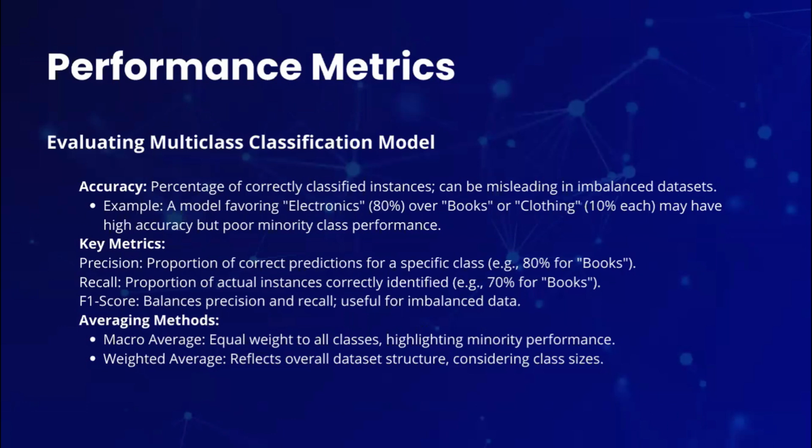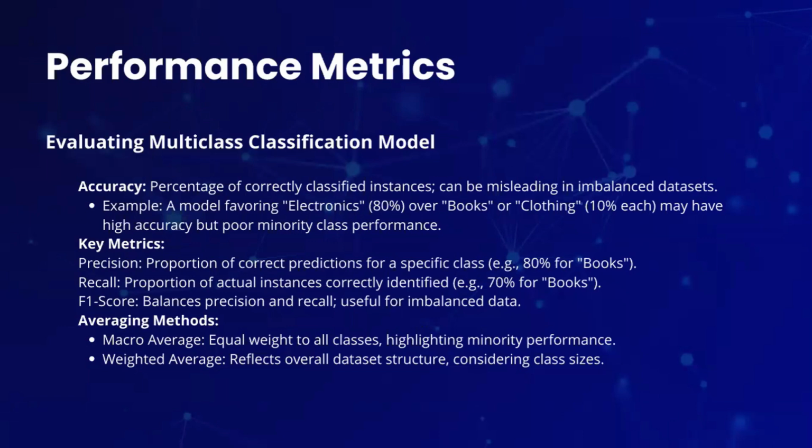Precision tells us how many predictions for a specific class are correct. For instance, if the model predicts 100 instances as books and 18 are correct, the precision is 18%. Recall measures how well the model identifies a true instance of a class. If 100 books exist in reality and the model correctly identifies 17, the recall is 17%. The F1 score balances precision and recall into a single value, particularly useful when dealing with imbalanced data.